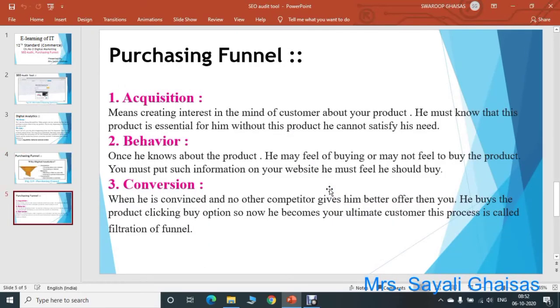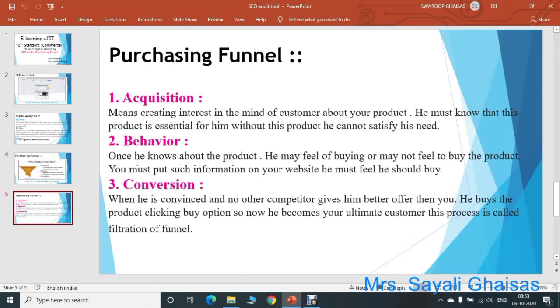So first is acquisition. Acquisition means creating interest in the mind of the customer about your product. He must know that this product is essential for him. Without this product, he cannot satisfy his need. See, the product which is there to sell, that is more important for the user, or without that the need of that user will not be satisfied. Such a kind of feeling should be there in a user's mind. That is the acquisition stage.